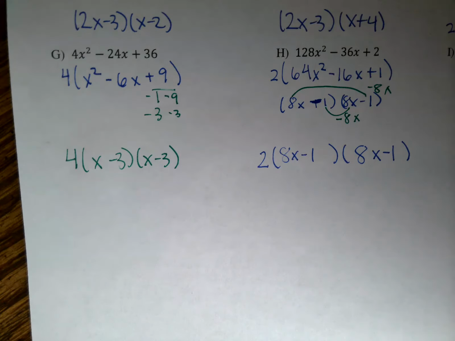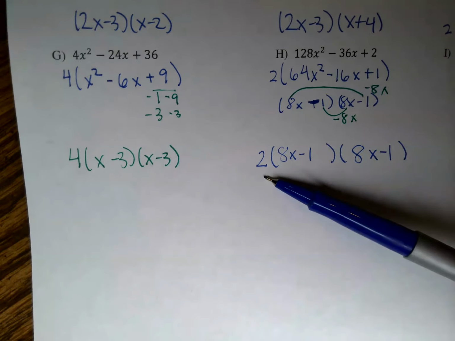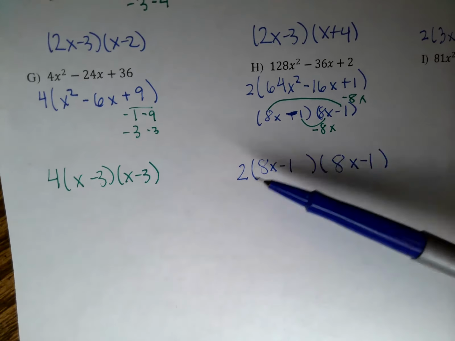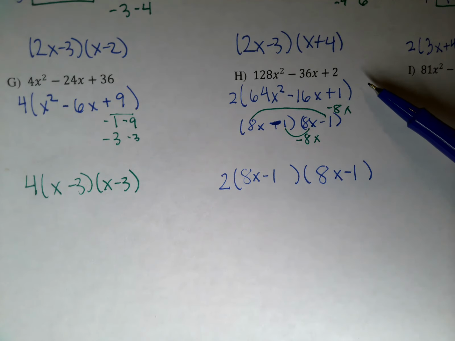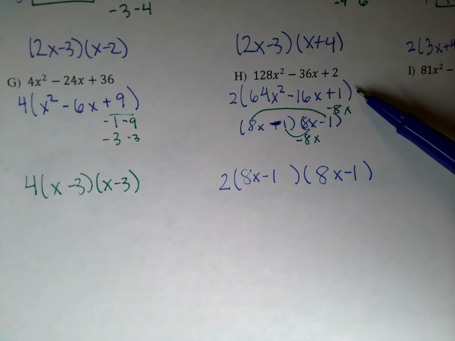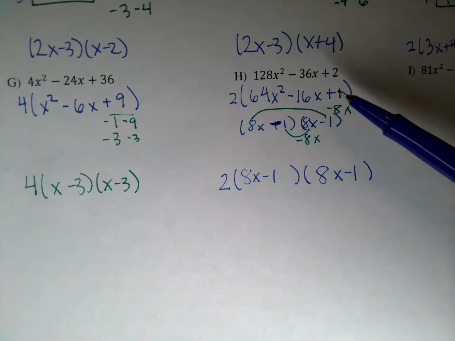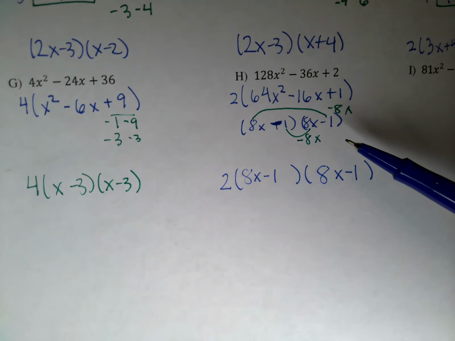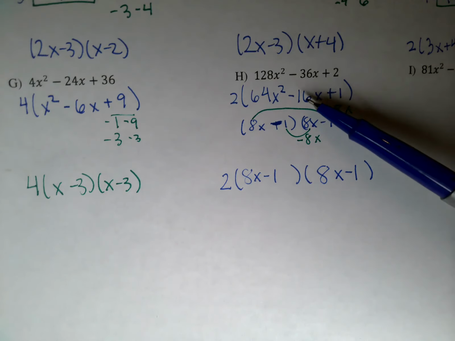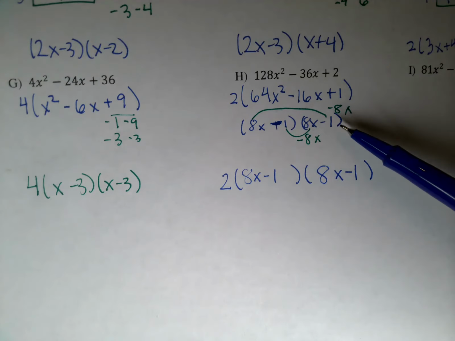For H, they both have a 2 in common. Once I put that 2 down here, you could still do the box method, but I know that 64 and 1 are both special numbers, so I'm going to guess and check those first. I should always look for my special numbers to guess and check first. I need two numbers that multiply to get 64, and that'd be 8 times 8, and then a positive 1. But since I'm adding to get negative, both of these should be negative.